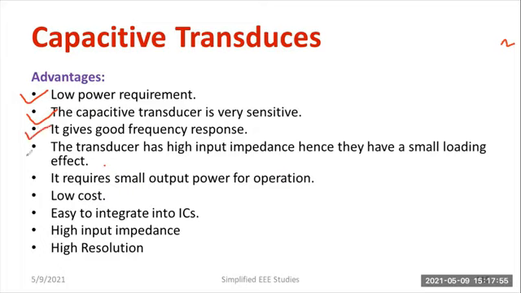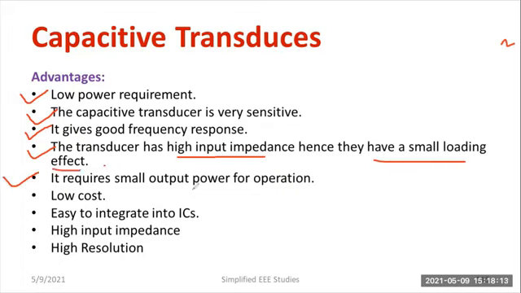Then the transducer has high input impedance. What is the advantage of having high input impedance? Because it consumes very less power from the main supply. That means no loading effect. If it is having high input impedance, the loading effect will be negligibly small.